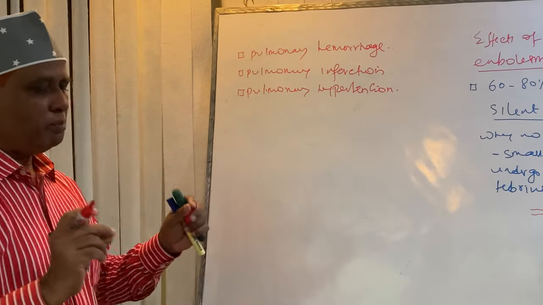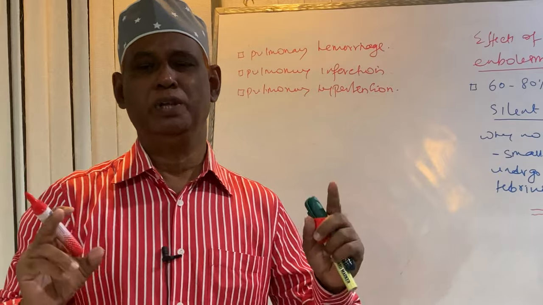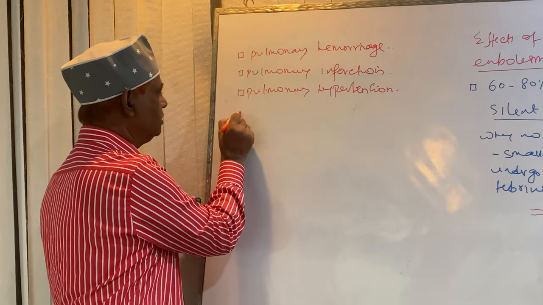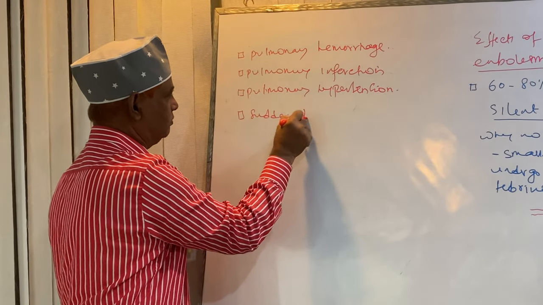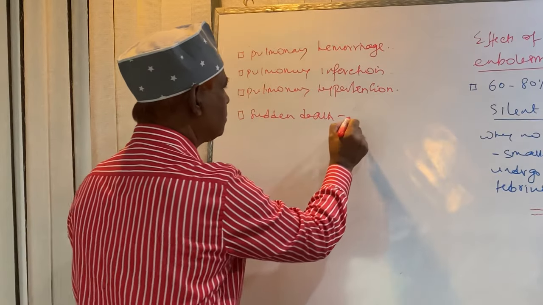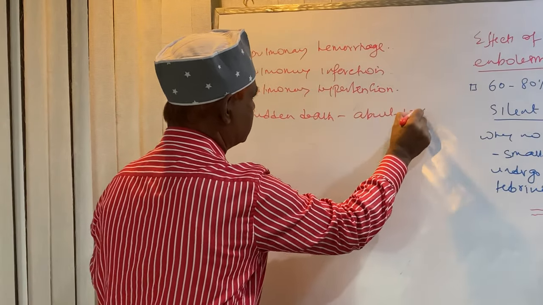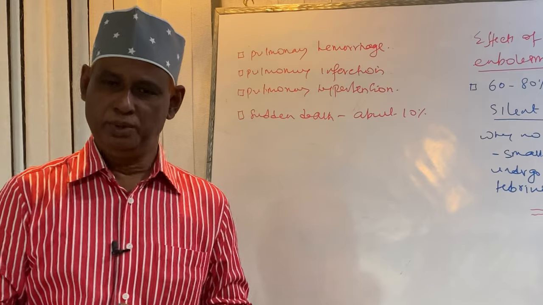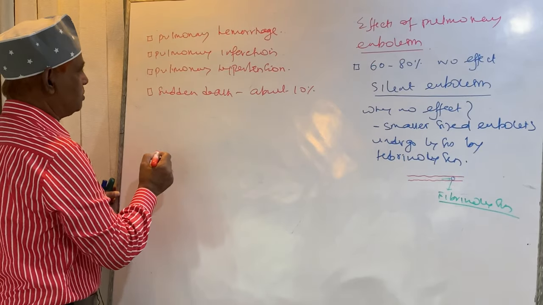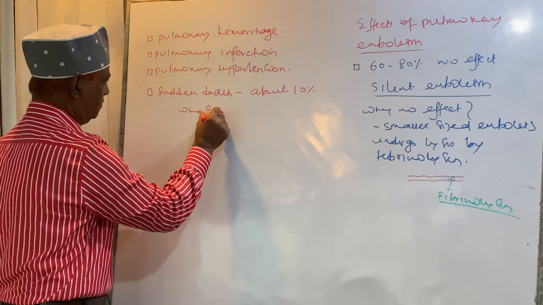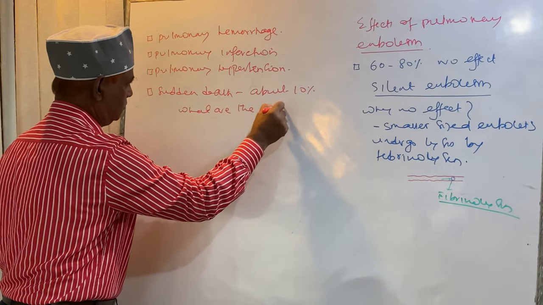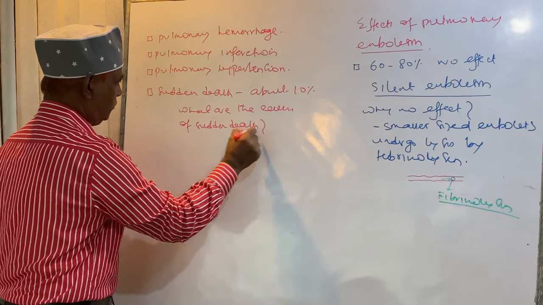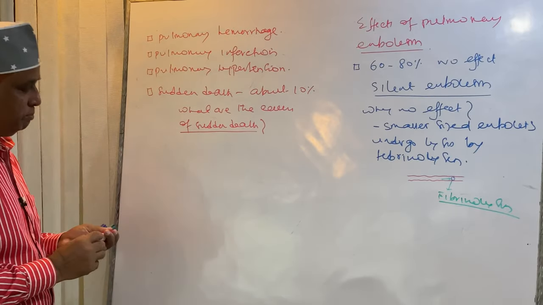Dear audience, if there are multiple small emboli within the lung, there is chance of pulmonary hypertension. Another is sudden death. It is in about 10% cases. In about 10% cases, pulmonary embolism is associated with sudden death. What are the causes of sudden death in pulmonary embolism?